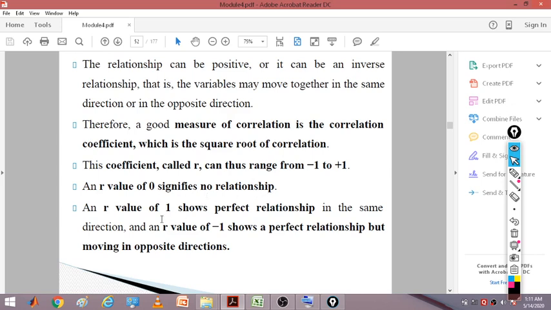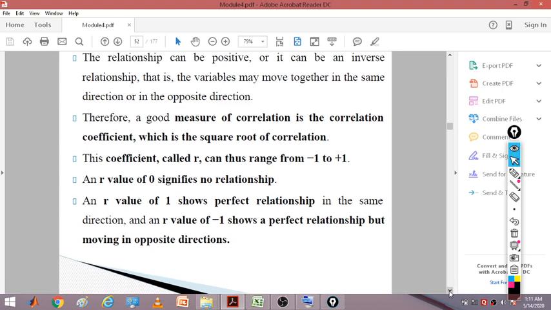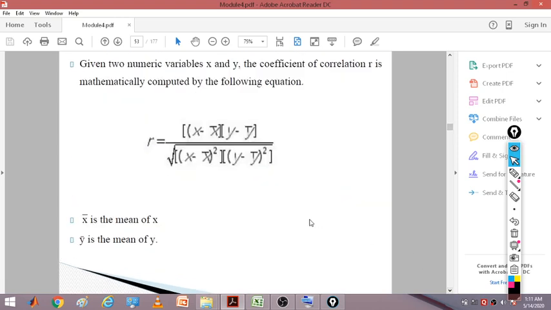If the value of r is 1, it shows a perfect relationship in the same direction, so you can see the graph growing like this. And if r is -1, a perfect relationship exists between x and y, but it is moving in the opposite direction. Now, given two numeric variables x and y, x is independent and y is a dependent, or target, variable. The coefficient of correlation r is mathematically computed by the following equation.